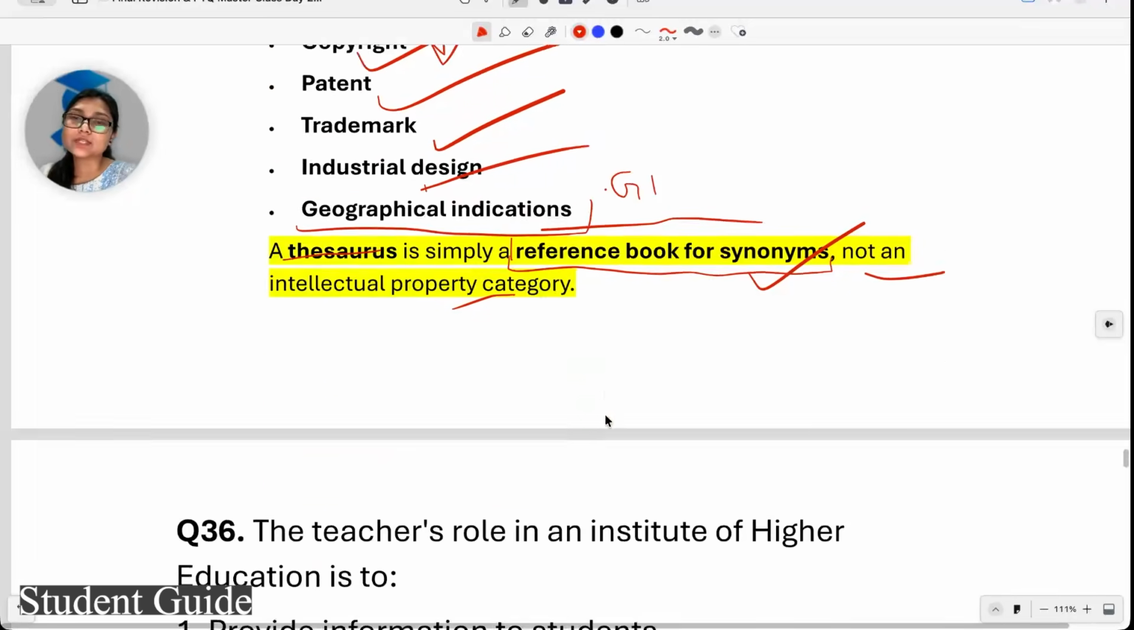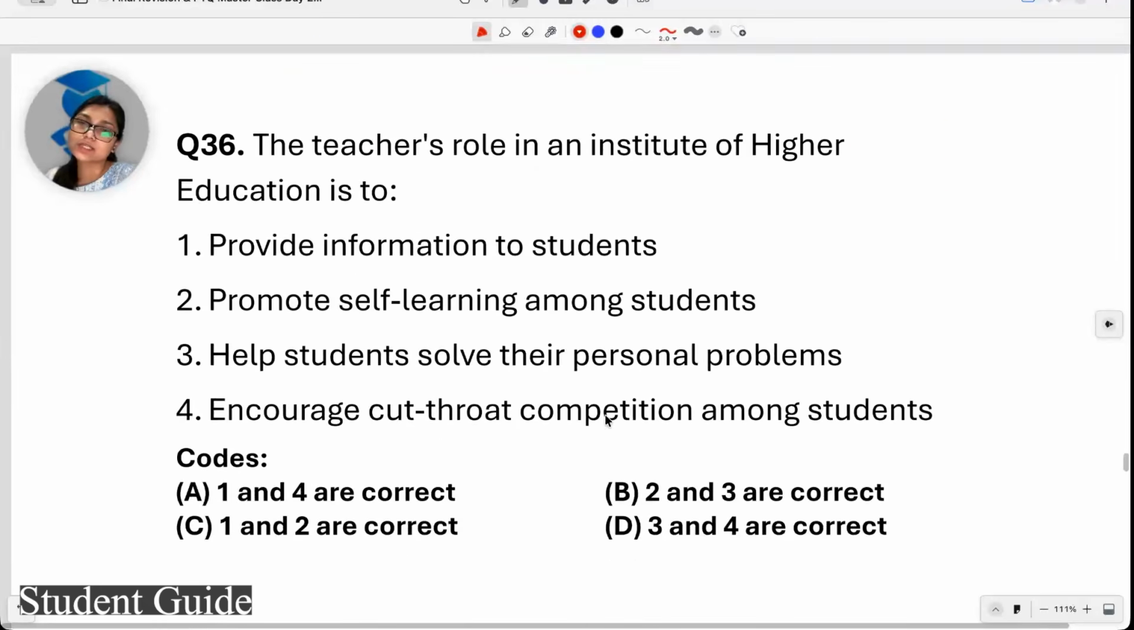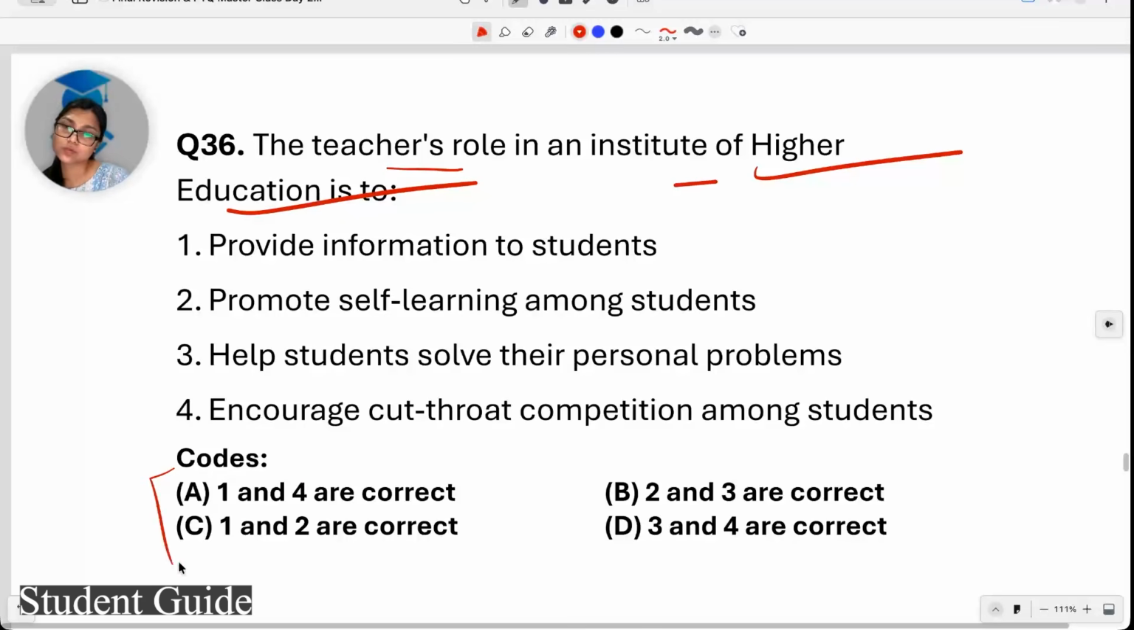Okay, now I think we can move to the next one, question number 6 for today's session. It is asking, the teacher's role in an institute of higher education is to. You need to find the correct option, but you can see here two options are given, so we have to go for all the options. Provide information to students, which is definitely correct. Next, promote self-learning among students, which is also correct.